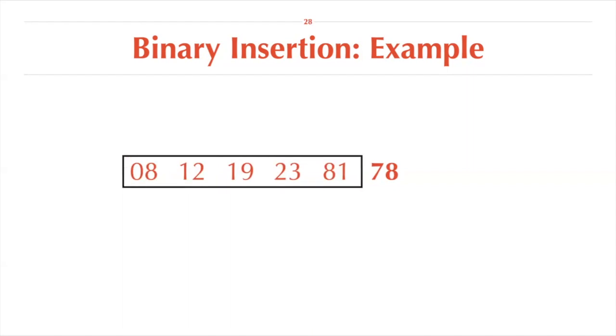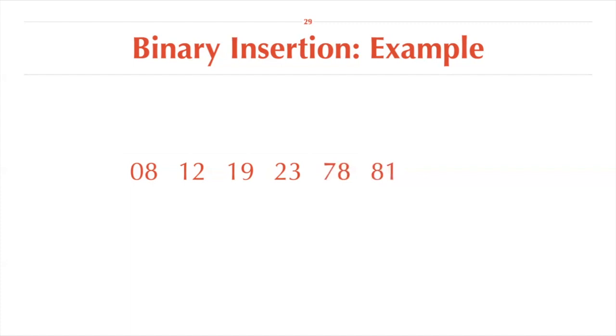The same thing will happen with 78. It has a sorted 5 element array on the left side, and we will use the binary search algorithm and divide it into 2 parts and again 2 parts, and then we will compare, and then we will move 78 to just before 81. So that will be a sorted array.